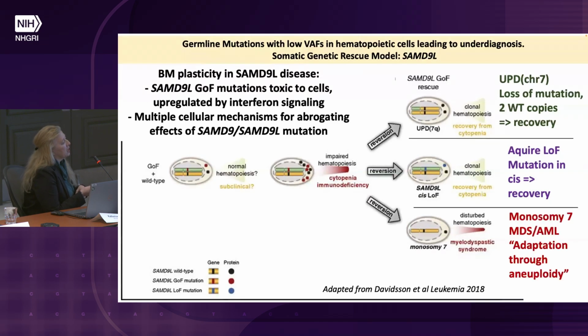And then another maladaptive mechanism is actually the development of monosomy 7, where the cell loses the copy of the 7th chromosome harboring the mutation. The problem with this type of adaptation is that it can result in MDS or acute myeloid leukemia. In any of these settings, though, the variant allele frequency of the SAMD9L mutation will be very low, and this is why it actually took so long to discover this disease.